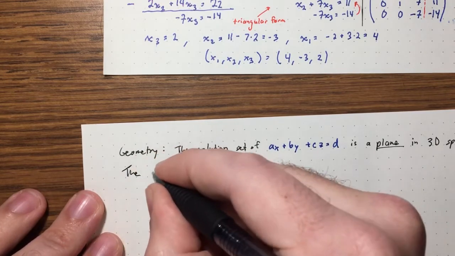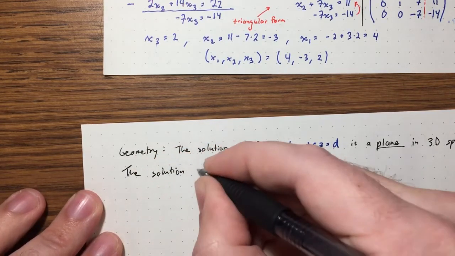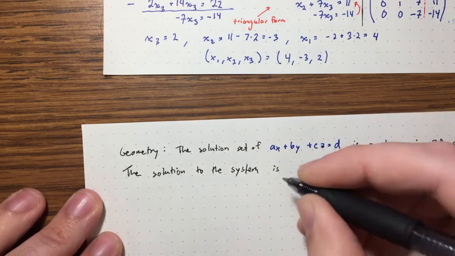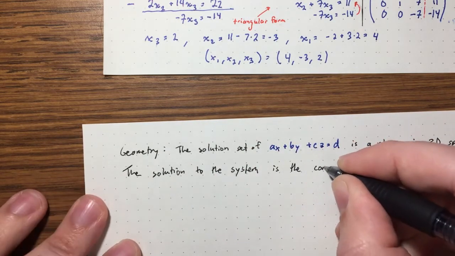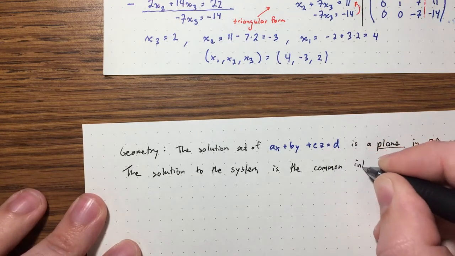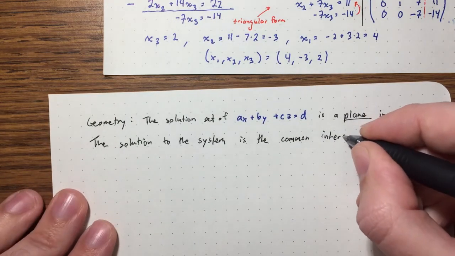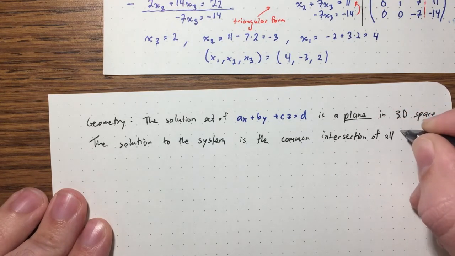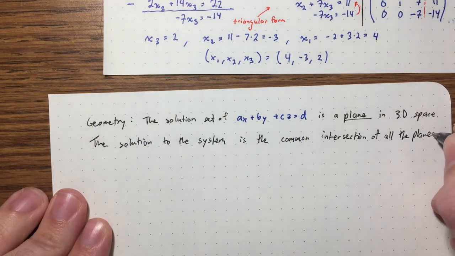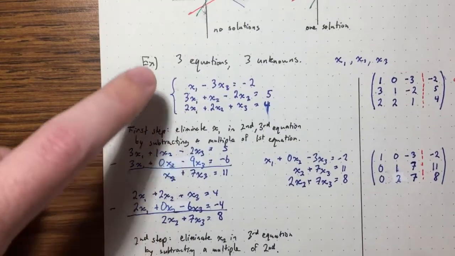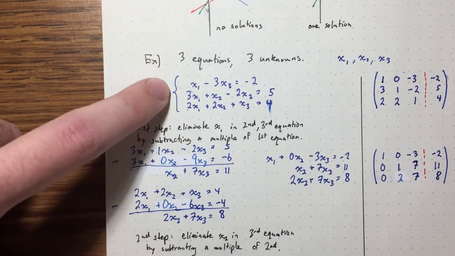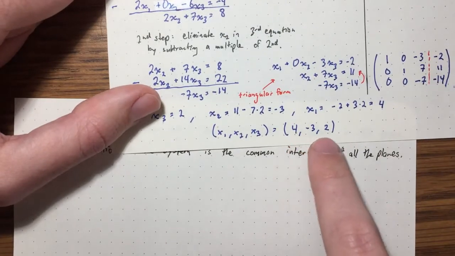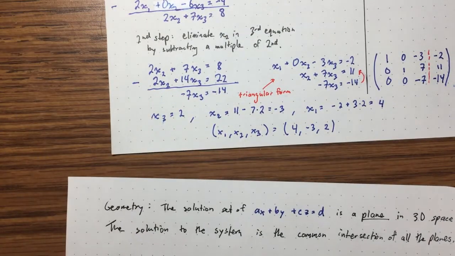And what is the solution to the system? It's the common intersection. Not of lines this time, but of planes. Of all the planes. Okay? So in this case, we have 3 planes in 3-dimensional space. And it just so happens that they all intersect at that point and no other. Okay, that's what we just found.